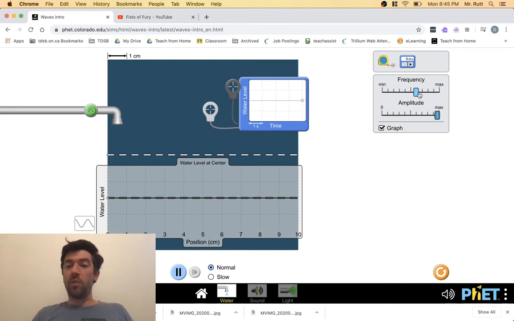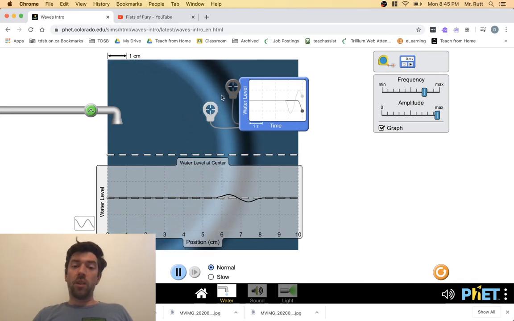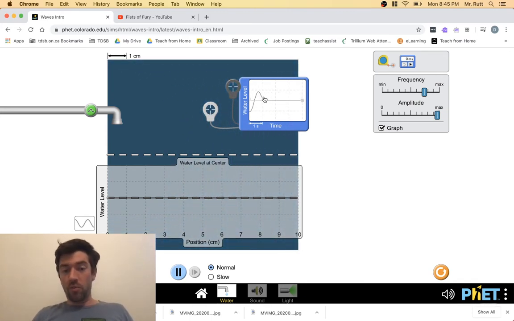And we can try single pulse with different frequencies and amplitudes. So turn up the frequency. There's one single pulse, and you can see it's got its trough and its crest, and you can see on the graph that the trough came first and then the crest.